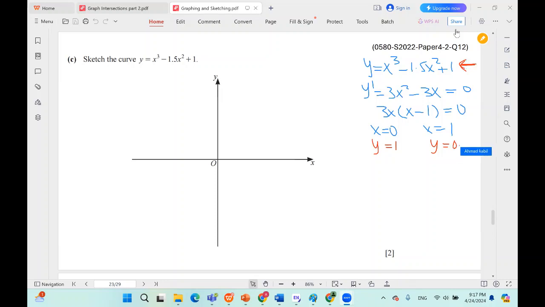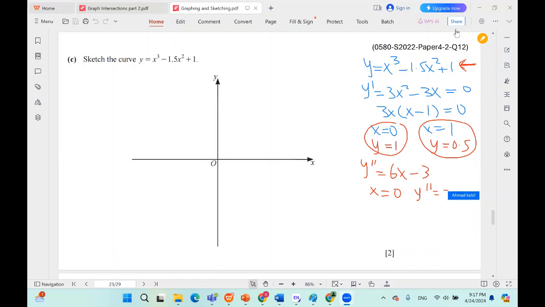So we have 2 points that are turning points. We want to figure out whether they're maxima or minima. So let's get y double dash. y double dash will be 6x minus 3. For x equals 0, we have y double dash equals negative 3. So this is a frowning curve. This is a maximum point.